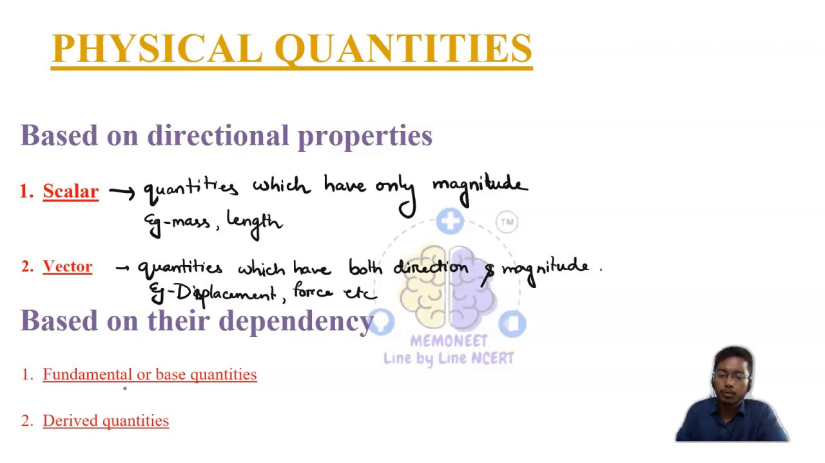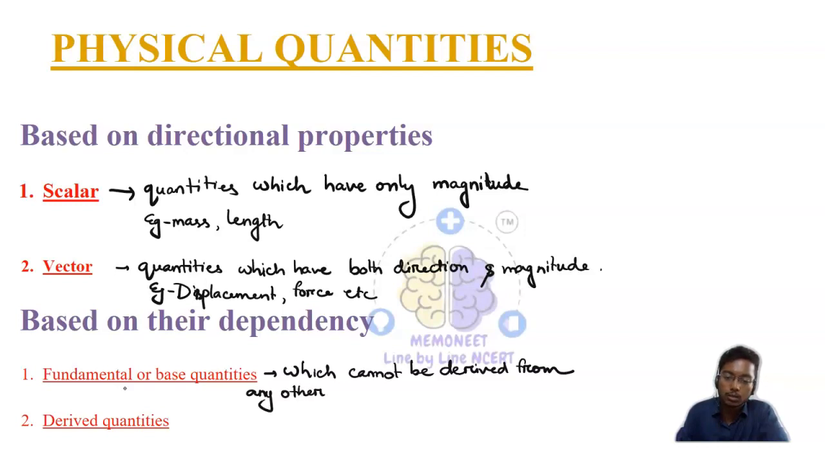What do you mean by fundamental quantities? Fundamental quantities are the quantities which cannot be derived from any other quantity. Just like if we take the example of mass, can it be derived from any other quantity? No. Then length, then time, these cannot be derived from any other quantities.